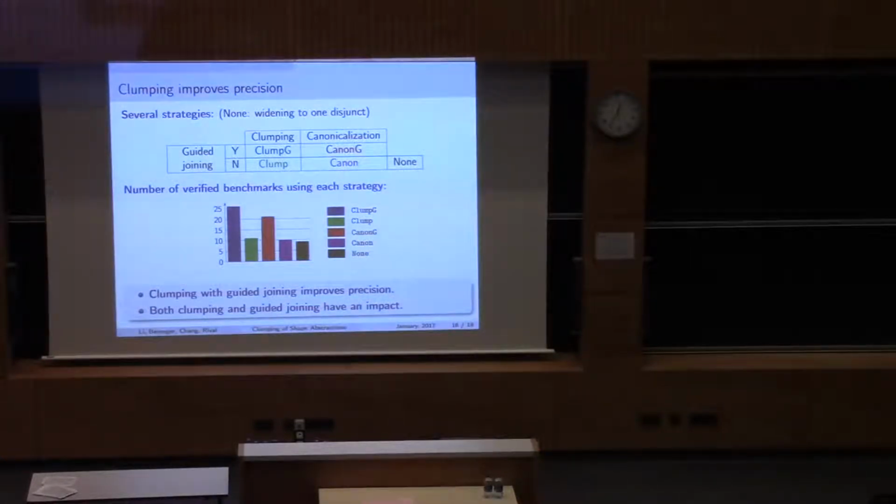We found that clumping with guided joining successfully verifies all the benchmarks, but canonicalization with guided joining only verifies 21 benchmarks, and none only verifies less than 10 benchmarks. Therefore, we conclude clumping with guided joining improves precision. Furthermore, by comparing the number of verified benchmarks using clumping with guided joining and clumping without guided joining, we found that guided joining has an impact on the precision too.